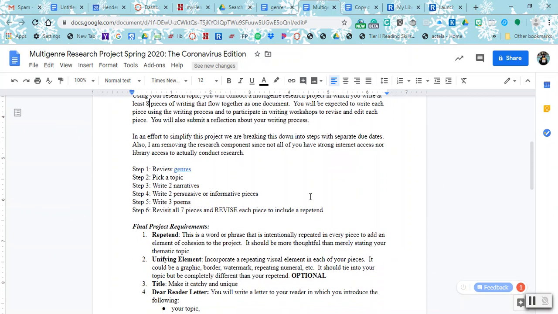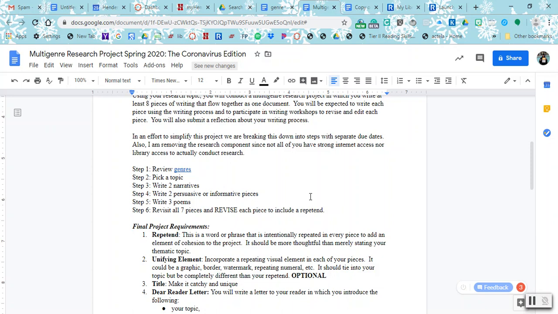So, in an effort to simplify this project, we're going to break this down into steps with separate due dates. Also, as I said earlier, I'm removing the research components as not all of you have strong internet access nor library access to actually conduct research. So use the honor system here. If you can do research, please find something new to research. If you can't, I understand.